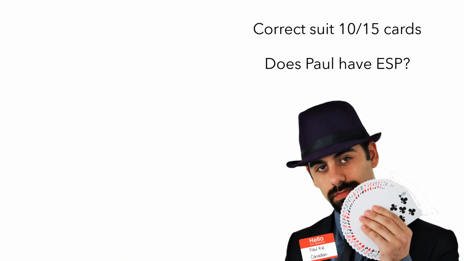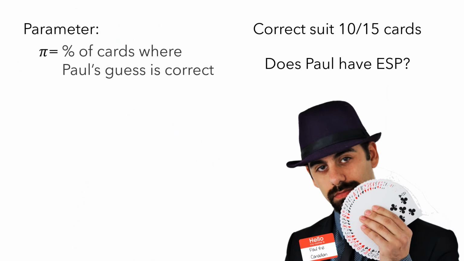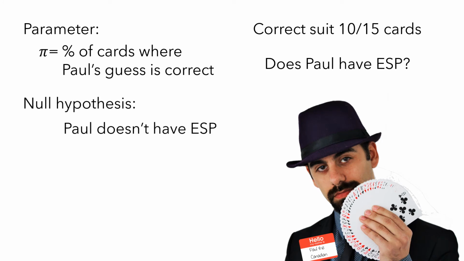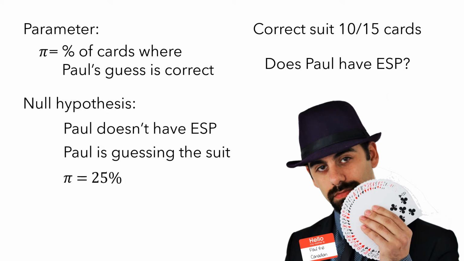In this situation, the parameter is the percent of cards where Paul's guess is correct. So the null hypothesis would reflect the idea that Paul doesn't have ESP, or in other words, that Paul is just guessing the suit of the card. And this is saying that the parameter is equal to 25%, because if he's just guessing, Paul only has a 1 in 4 chance of getting the suit correct. Let's look at a model for this hypothesis.